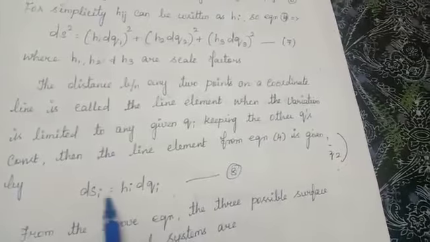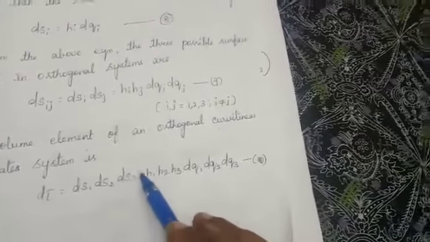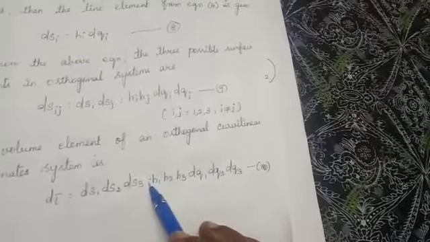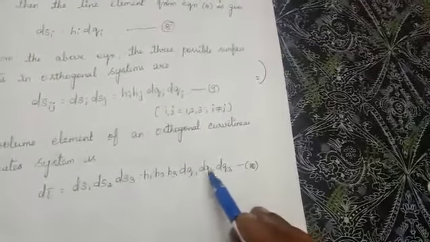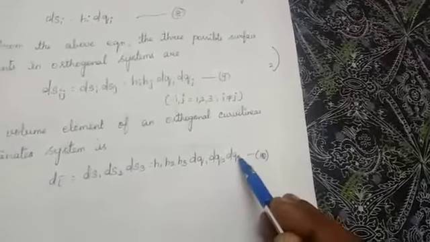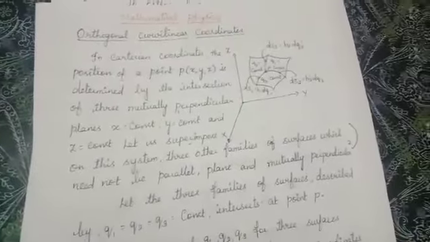So here ds1 equal to h1 into dq1, ds2 equal to h2 into dq2, ds3 equal to h3 into dq3. So we can write it as h1, h2, h3 into dq1, dq2, dq3. So it is the orthogonal curvilinear coordinates system. Hope you all understand this.